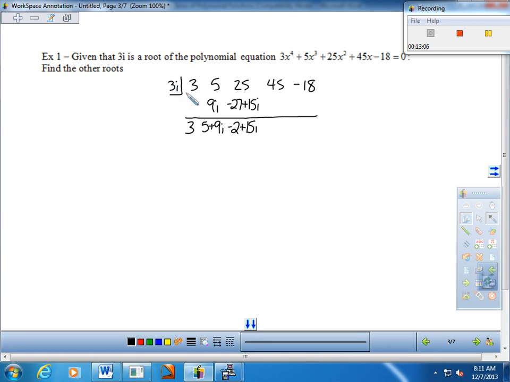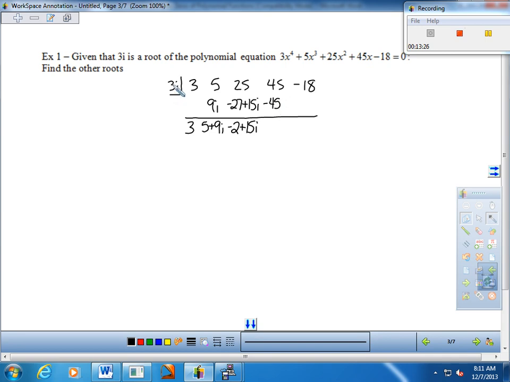Time to repeat, everybody. So imaginary part will come from multiplying these. Real part will actually come from multiplying those. So 3 times 15 is 45. i times i is i squared. So 45i squared is negative 45. And that's interesting that it played out that way.